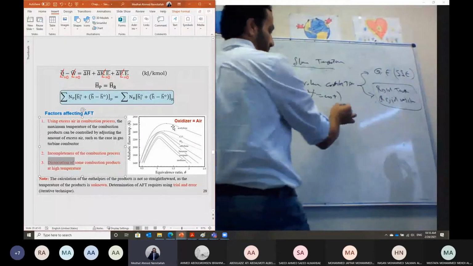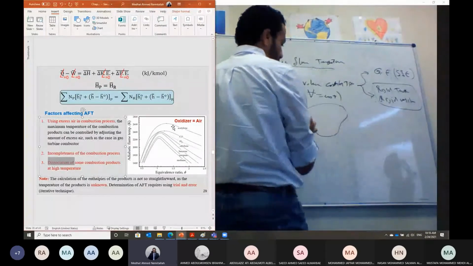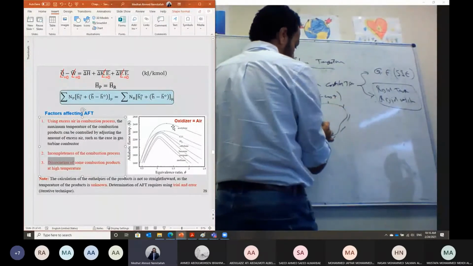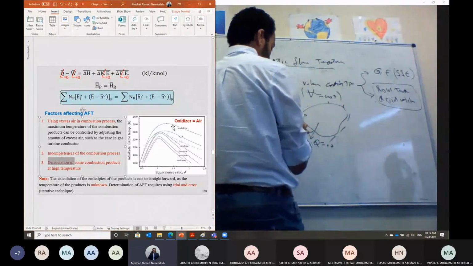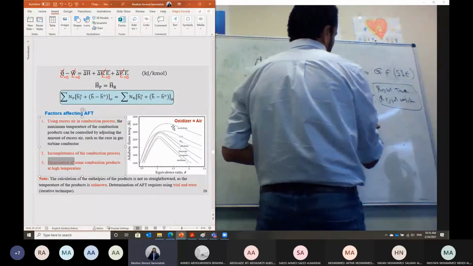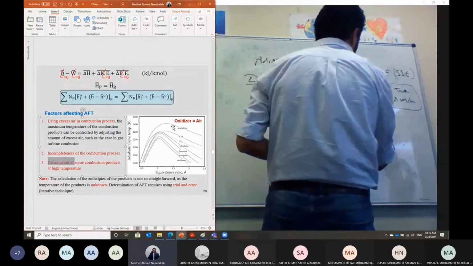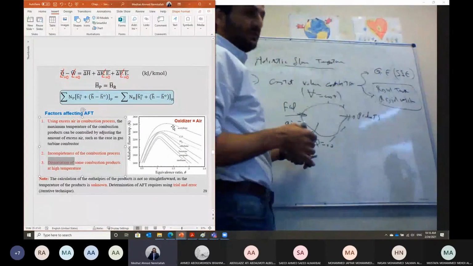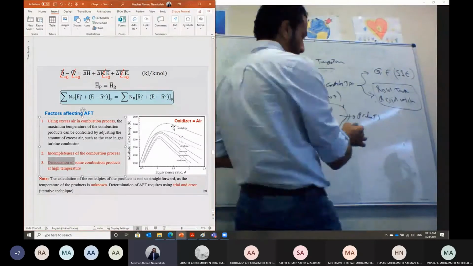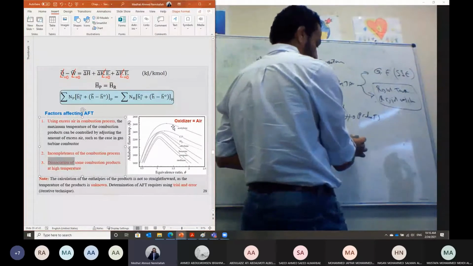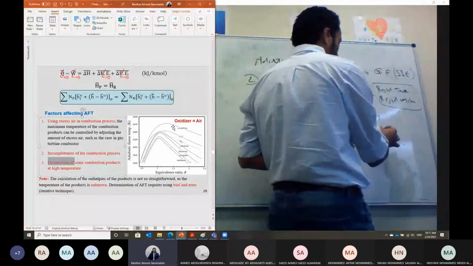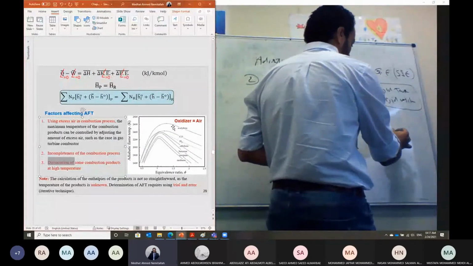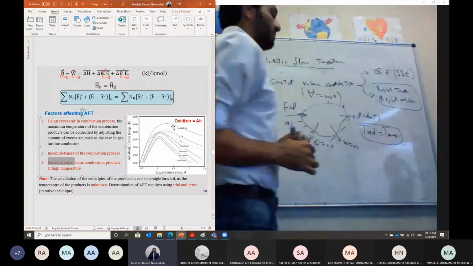The combustor is the same, it is also adiabatic, so the heat transfer is equal to 0. Here we have the reactant, fuel plus air, and we have the product. If the combustor is adiabatic and we don't have work, then the temperature of the product should equal the adiabatic flame temperature, or the maximum temperature.